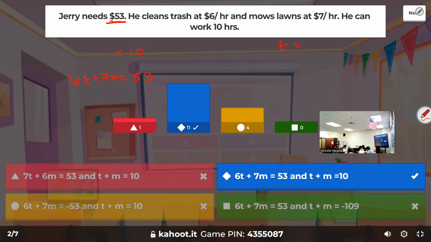So we're saying t is what, table 2? Trash. So like the number of trashes cleaned. Because we actually do know the cost that he's getting paid, the price that he's getting paid, so that's not the unknown. And then table 3, what's the M? So number of lawns mowed.